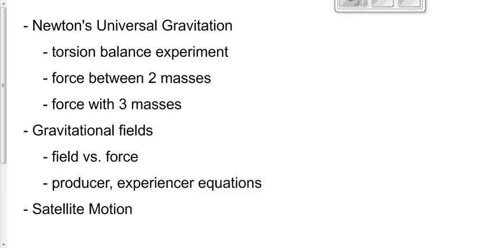Then we went to Newton's universal gravitation, which, remember, is that force of gravity that acts between any two objects with mass. We talked about the torsion balance experiment. Remember the torsion balance experiment? The purpose was to get the value of G. Looks something like this, right?